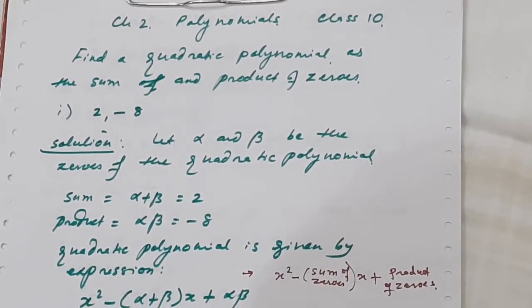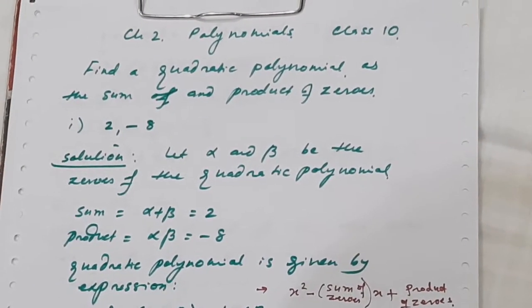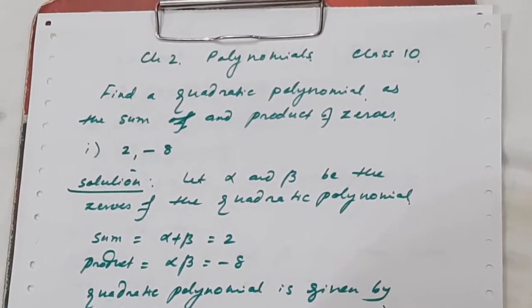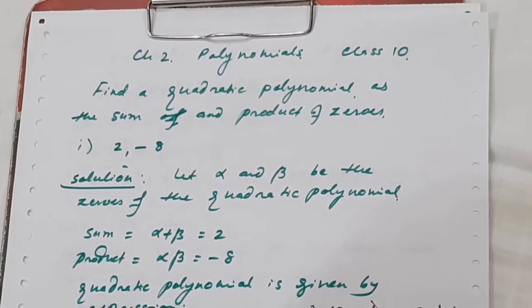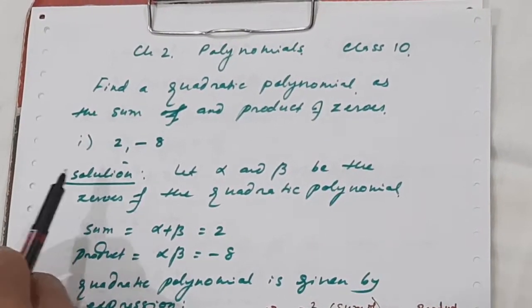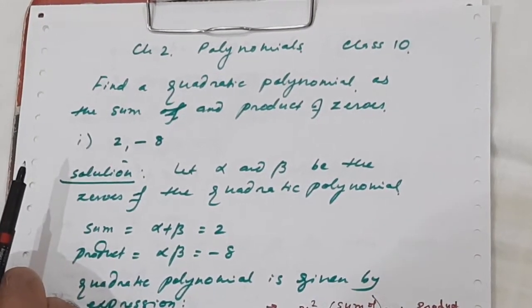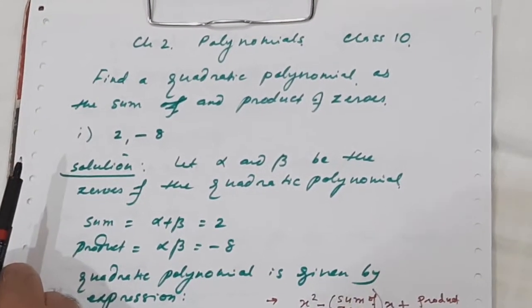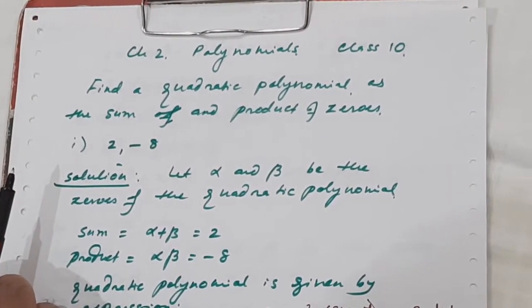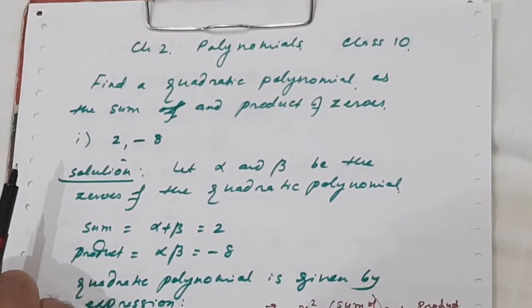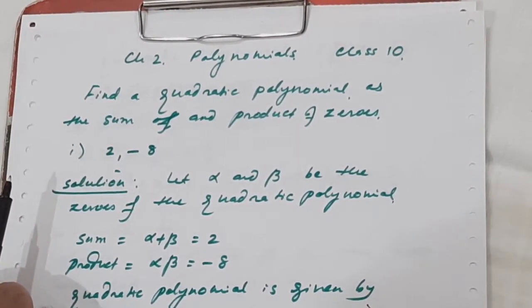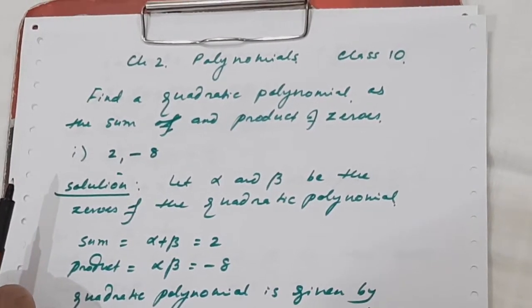Let us continue our topic, polynomials. In the last video I showed you the zeros of the polynomial and the relation between zeros and the coefficients of a quadratic polynomial. Now today I am going to show you, when the sum of the zeros is given and the product of zeros also is given, how to find a quadratic polynomial.